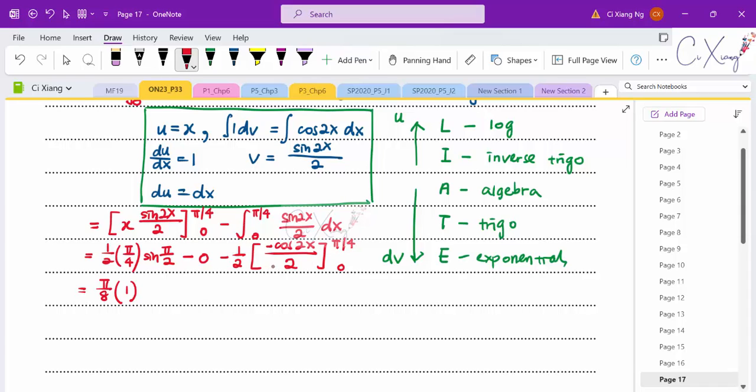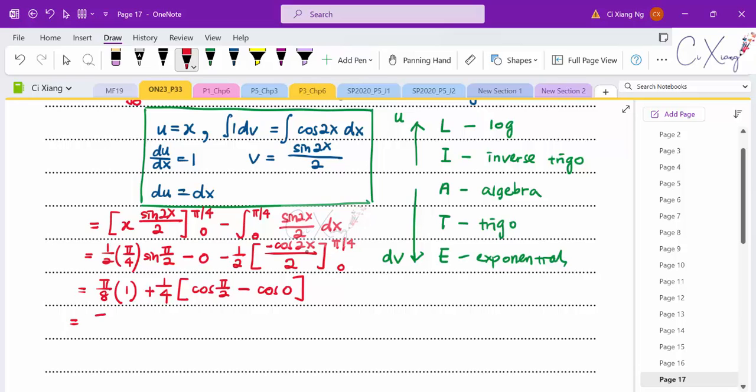For this part, before I substitute in the value, I prefer to take out all the constants first, where it should be 1 over 4. Now I want to substitute pi over 4 inside the function, so I'm having cos 2 times pi over 4, which is cos pi over 2. Then minus, substitute 0 inside, I'm having cos 0.